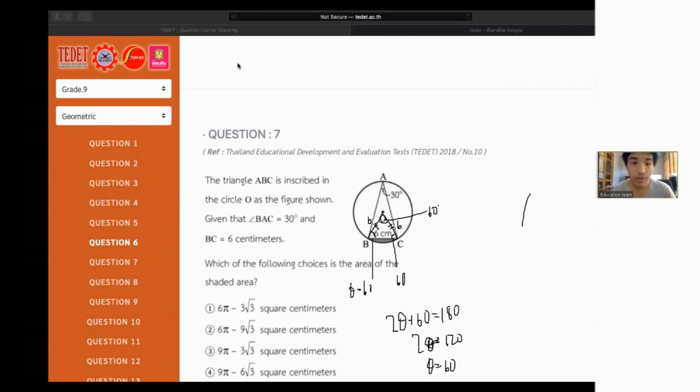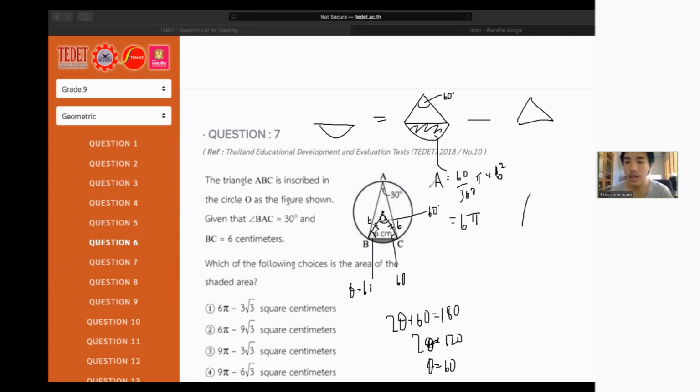And now we do the second step of this question. We want the shaded region, right? It is equal to our sector minus the triangle. This is the shaded region. The sector has an angle at the center of 60. So the sector here is 60 over 360 times pi r squared, where r is 6, so times 6 squared. Okay, working this out, it comes out to exactly 6 pi.